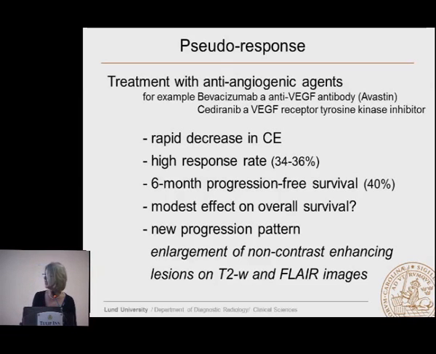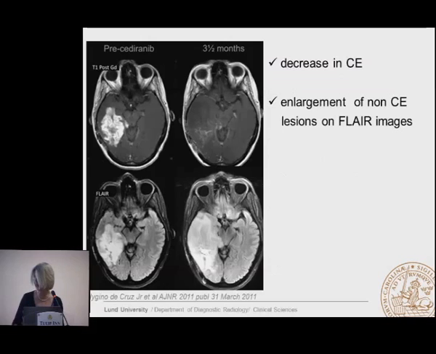What is more interesting, though, is that we see a new type of changes in signal abnormalities on the MR, and that is that we get non-contrast enhancing increase of signal abnormalities on T2 and FLAIR, and I will show you a couple of cases where this is quite clear.